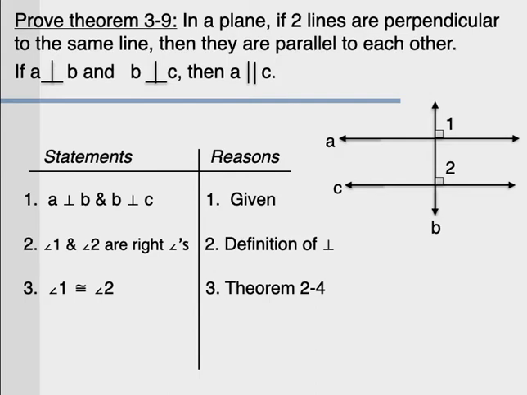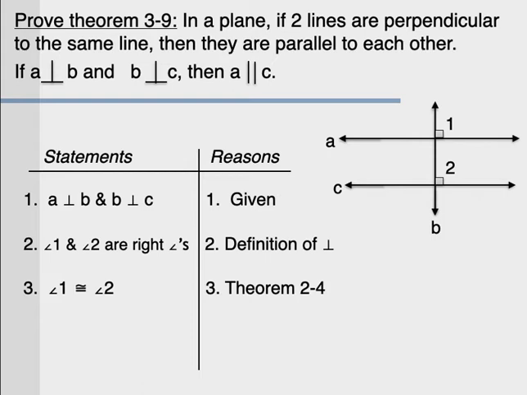Now, you're actually almost done with the proof. There's only one more step. We are almost to the point where we could prove that A is parallel to C, because if you look at angles 1 and 2, there's a name for that sort of angle pair. What is that angle pair called? If you said corresponding angles, well done.